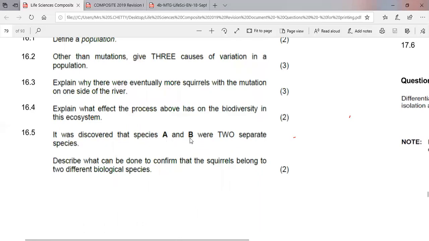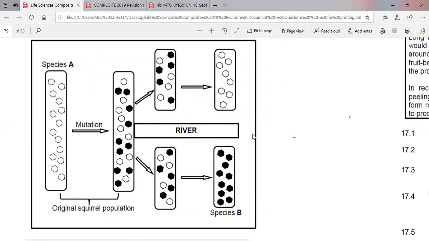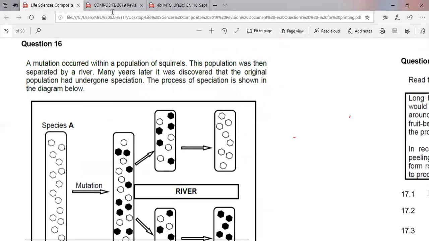It was discovered that species A and B were two separate species. Describe what can be done to confirm that squirrels belong to different biological species. Now, how did I say? I said to you, if you're two different species, you would not be able to mate with each other to produce fertile offspring. So you could interbreed them and check whether their offspring are fertile or not. Okay, so let's look at the answers, my darlings. This was question number 16.